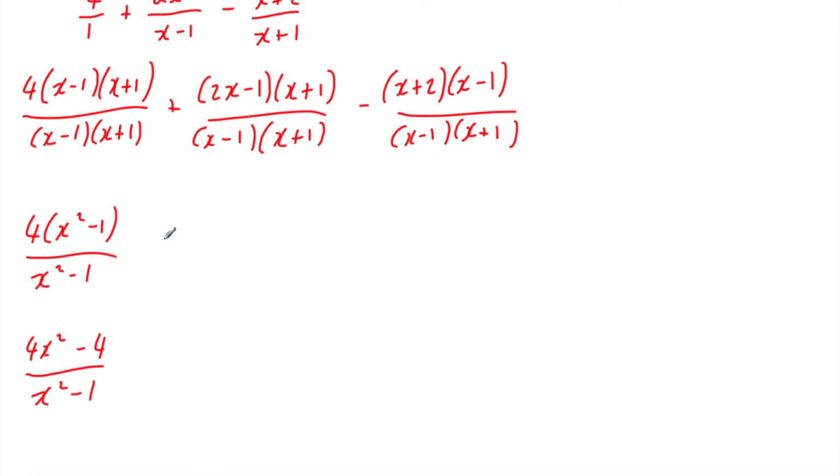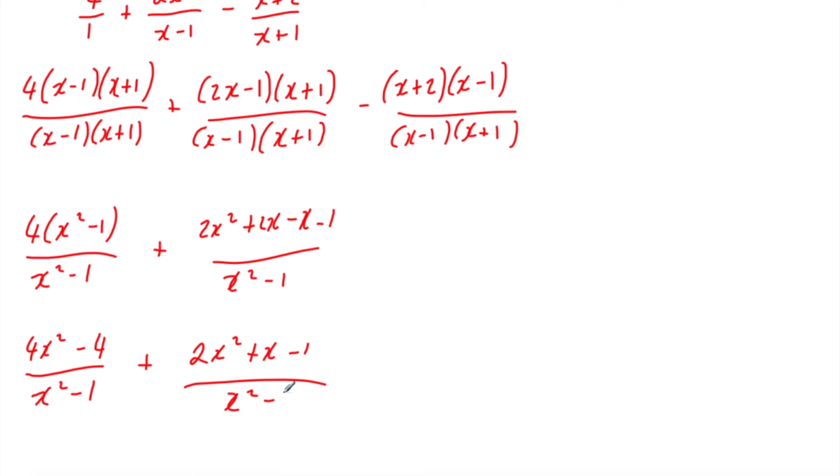Now let's have a look at our next one, so plus, and then again we've got on the denominator x squared minus 1. If we expand these, we'll get 2x times x is 2x squared. 2x times 1 will be plus 2x, minus 1 times x will be minus x, and then minus 1 times 1 is minus 1. If we simplify that numerator, 2x squared will be 2x squared, and then we've got 2x minus x, that's going to be plus x, which is 1x, and then minus 1. And that's all over x squared minus 1.